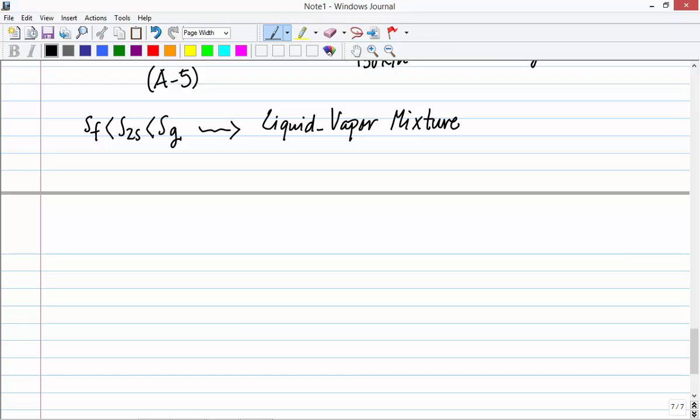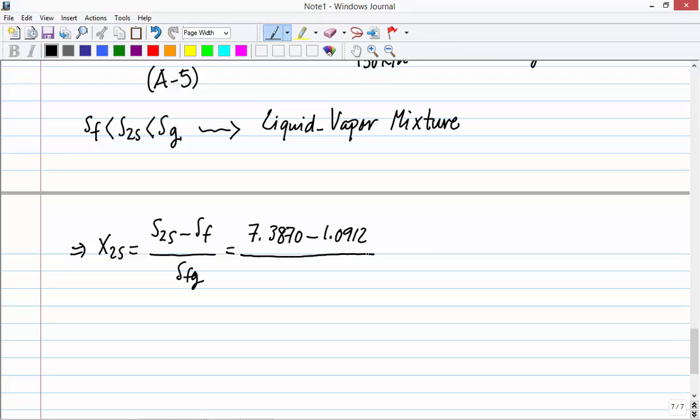As soon as you realized that you have a mixture of liquid vapor, the next step would be to find the quality of this mixture. How much of that is vapor and how much, based on the total mass, is liquid. All these calculations are based on the entropy. So x2s equals S2S minus SF divided by SFG, and SFG is just the difference between SG and SF. So that would be 7.3870 minus 1.0912 divided by 6.5019, which would be 96.83% of the total mass is in vapor phase.